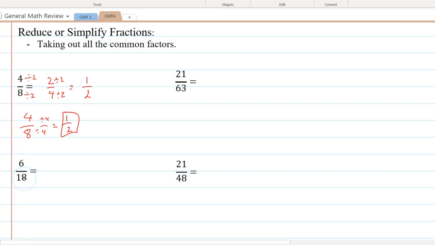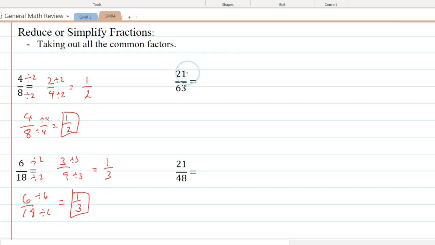So if I come down to 6 over 18, well, I know that 6 and 18 are both even numbers, so I can divide it by 2. Divide by 2, divide by 2. Whatever I do to the top, I do to the bottom. 6 divided by 2 is 3. 18 divided by 2 is 9. But wait a second. 3 and 9 are both divisible by 3. So I divide by 3, I divide by 3, and that's going to give me 1/3. Now, some of you have seen that 6 and 18, I could have just divided by 6, and that would have given me the same number. So whether you go in small steps or a little bit larger steps, that's perfectly fine.